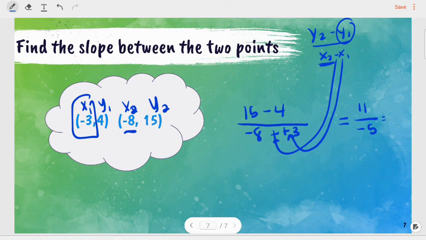I'm going to see if that simplifies. If you're not sure if it simplifies, type it into your Desmos calculator. You'll see that that is the most simplified answer, or you might see it with the negative out front, but these two mean the same thing. So either answer will work.